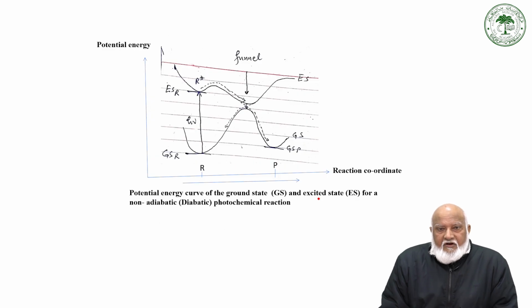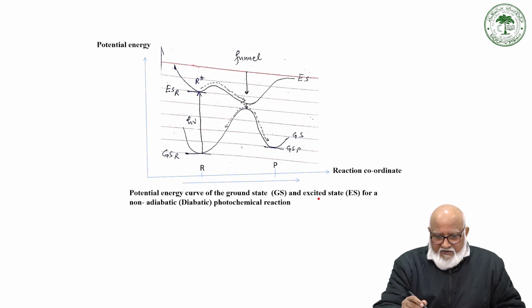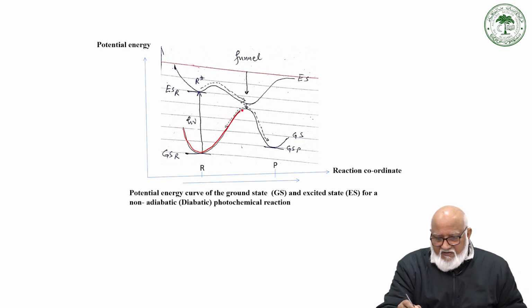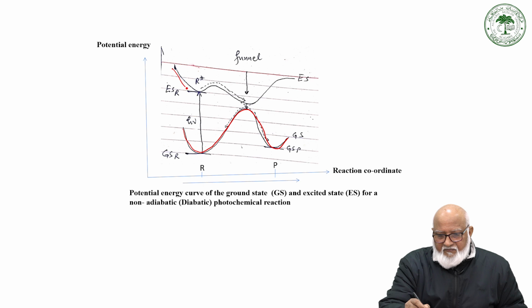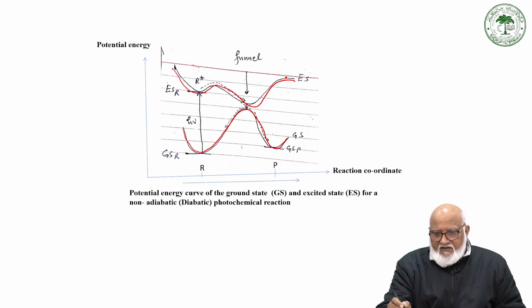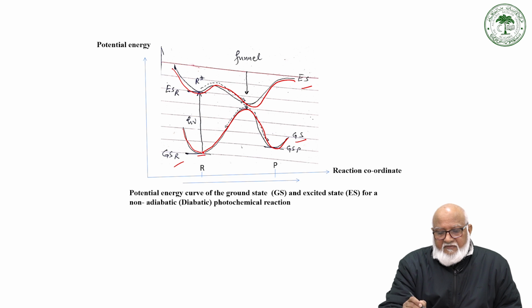This is the second type, non-adiabatic photochemical reaction, where as usual we have the ground state curve and the excited state curve. ES is the excited state curve, GS is the ground state curve. GSR is the reactant in the ground state, which on absorption of light goes to the reactant in the excited state, ESR.